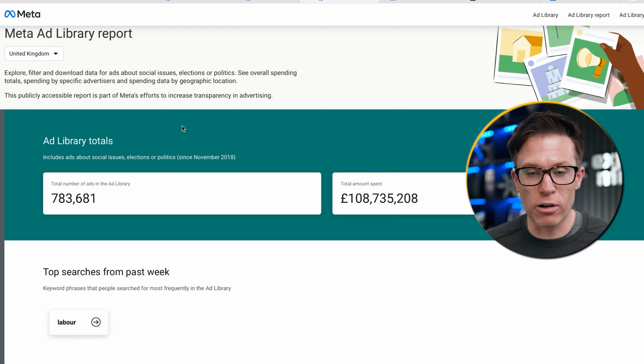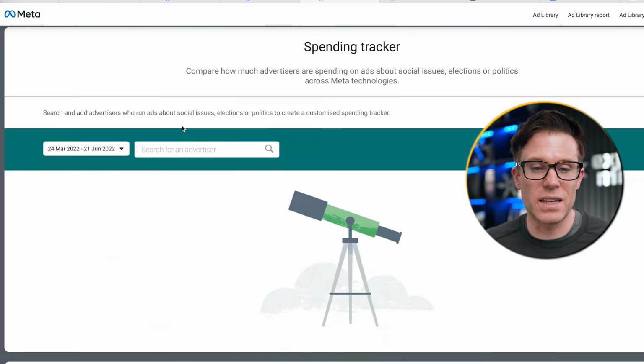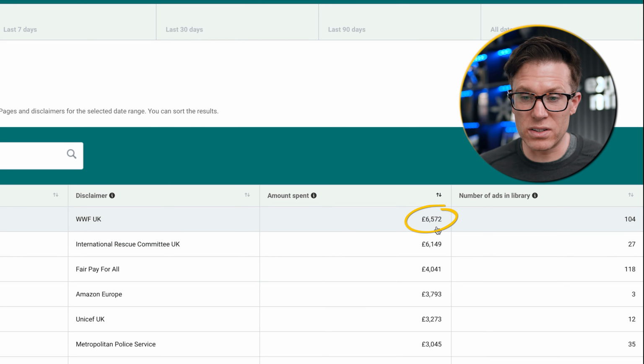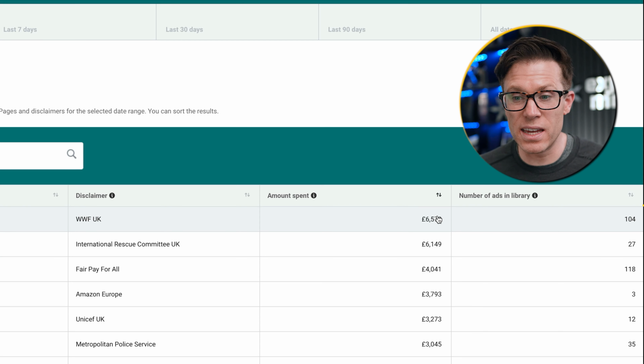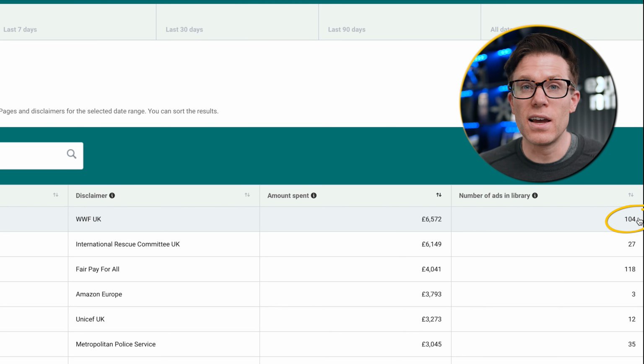Now, by the way, if you're a charity or a political cause, you can see exactly how much your competitors are spending on Facebook. If you go to the Meta Ad Library report, you'll get loads of stuff in this area. So we can see that WWF has spent about £6,500 in the last day across 104 different ads. So you get loads of really granular data about the spend and the ad copies for charities and political causes. But for businesses, not so much.